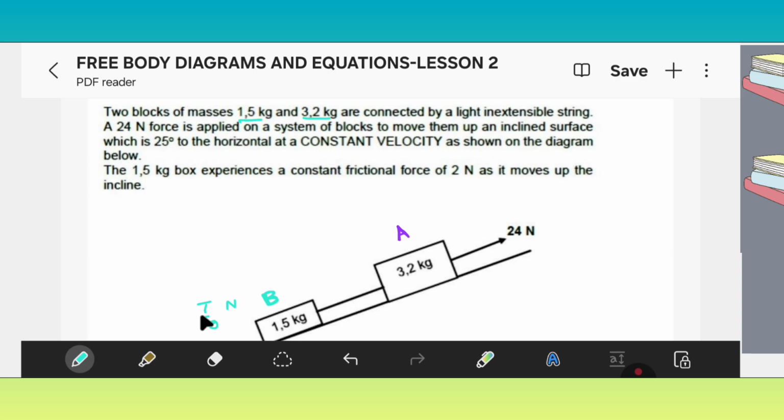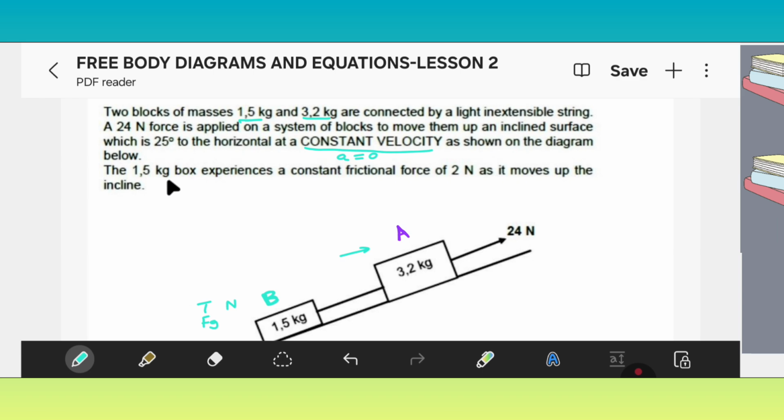So a 24 Newton force is applied on the system of the blocks to move them up an inclined surface which is 25 degrees to the horizontal at a constant velocity. So when something is moving at a constant velocity, always remember that the acceleration is 0. So these are moving up an incline.